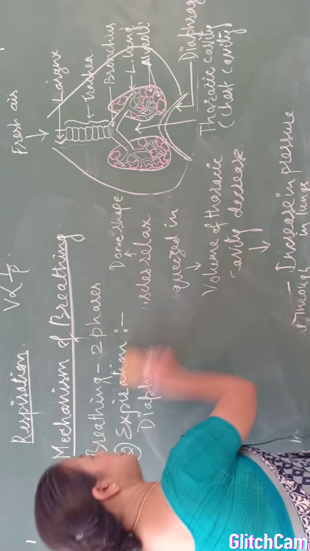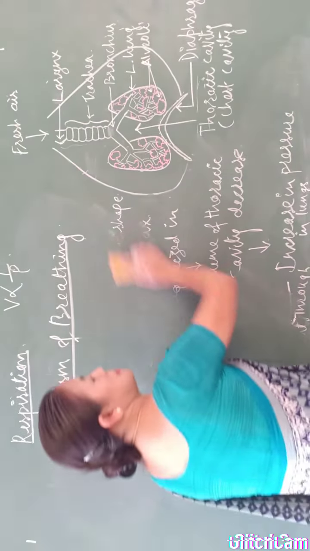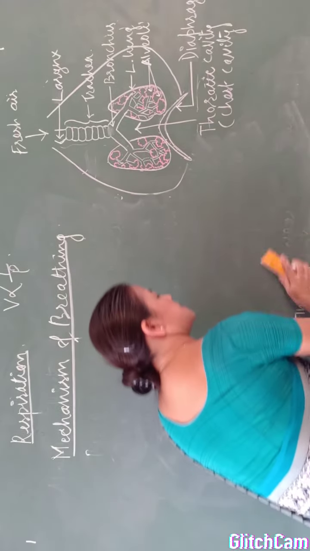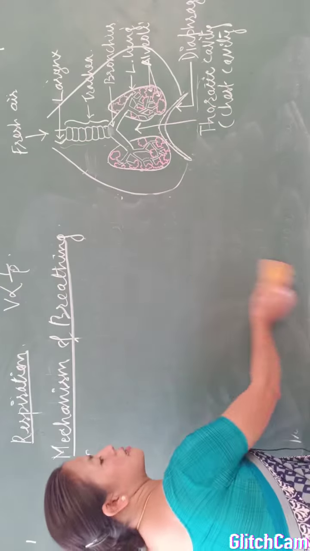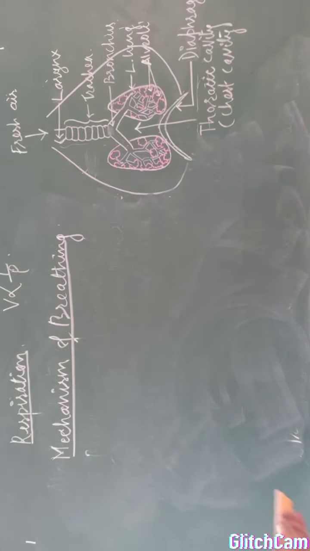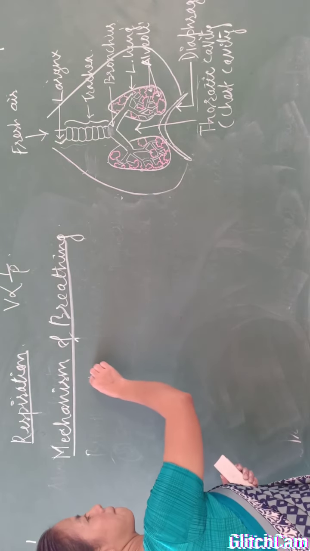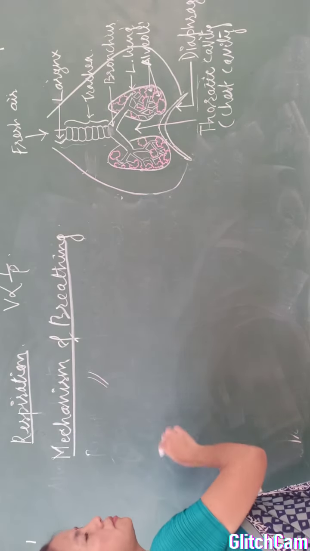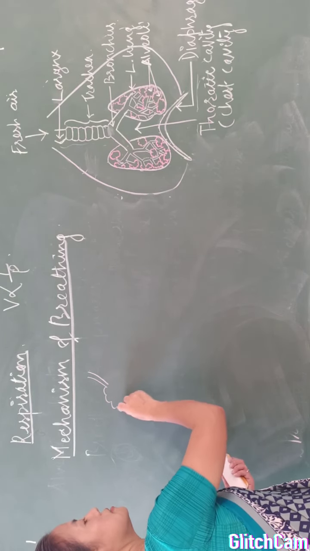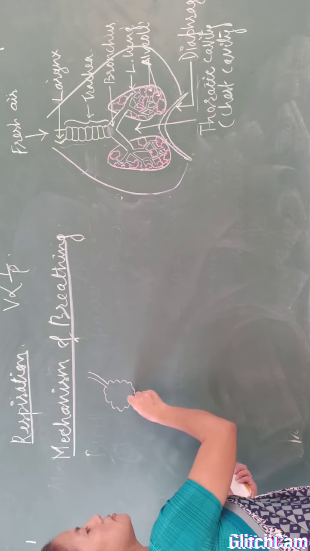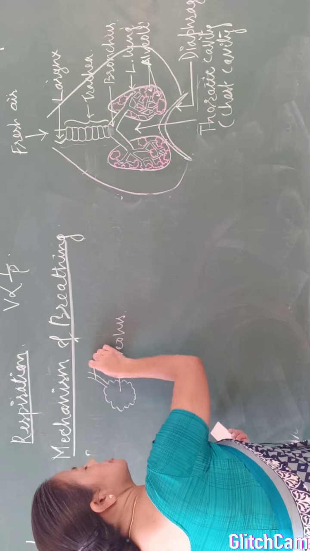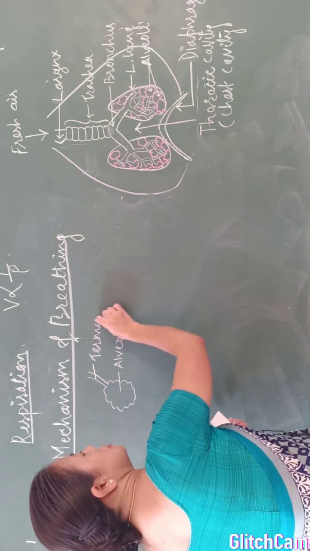Now, let us see what happens when the oxygen comes into the alveoli. How are oxygen and carbon dioxide actually exchanged between the lungs and the capillaries? Yesterday we saw this is the terminal bronchiole. This terminal bronchiole ended up with a balloon like structure. This balloon like structure was called alveolus, isn't it? This is the terminal bronchiole.